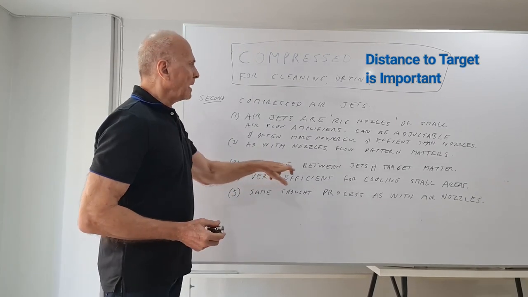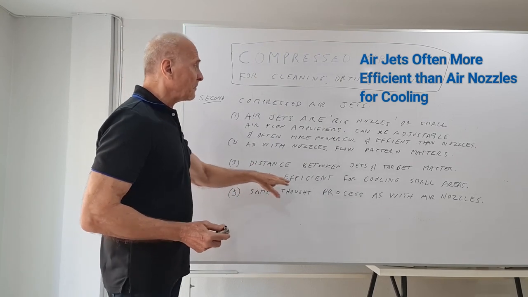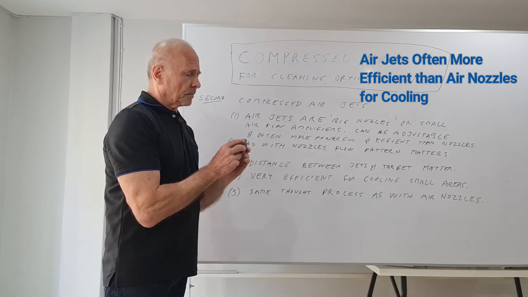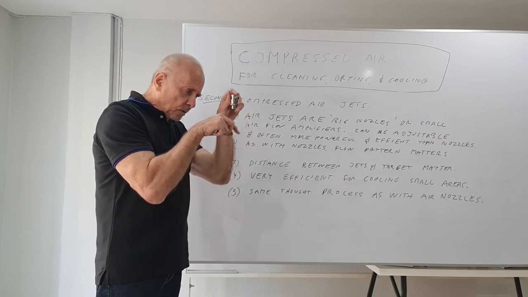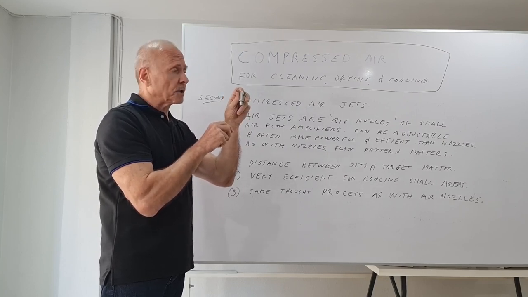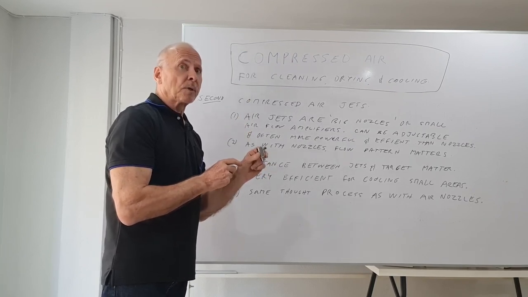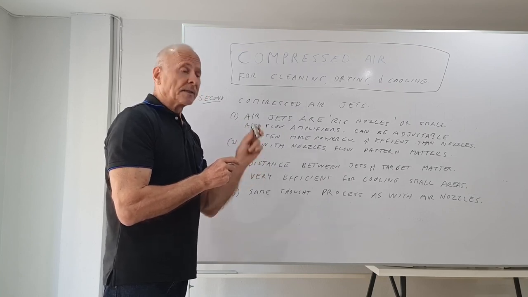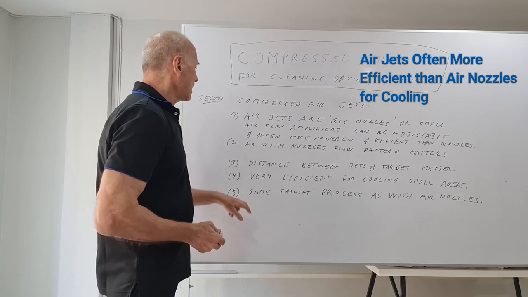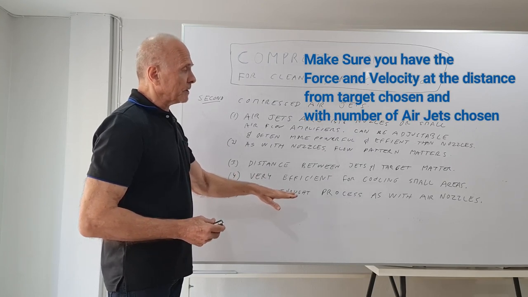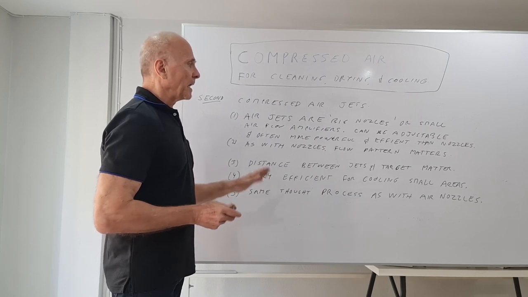The distance between the jets and the target matter, as well as the number of jets that you would choose for the application. They're very, very efficient for cooling small areas. The outlet of the air jet is normally around a quarter of an inch, sometimes a little bit larger. But with the flow pattern, if you want to cool a very small part that's very hot to a cooler temperature, these can be very, very efficient cooling, much more efficient than air nozzles. If it's a cooling application, seriously consider utilizing an air jet as opposed to an air nozzle. So, as far as the general blow-off applications and cleaning and drying, the same thought process would go into choosing the air jets and deciding the number and the distance of placing of the air jets, the same thought process as you would use with air nozzles.